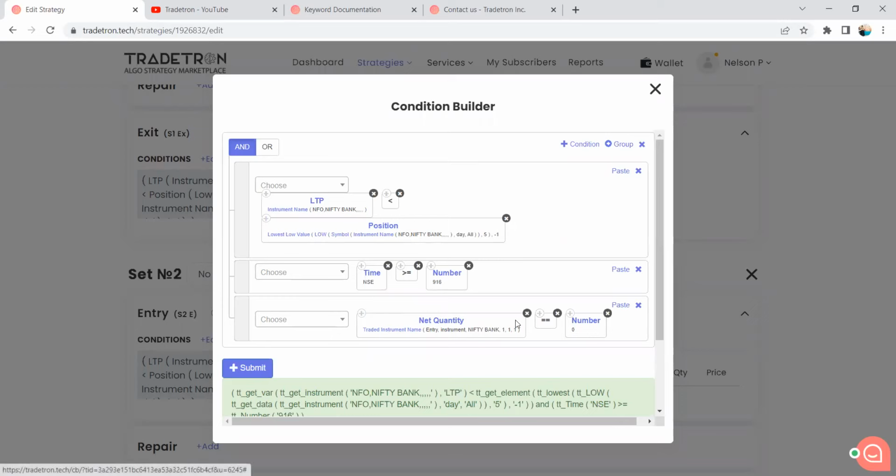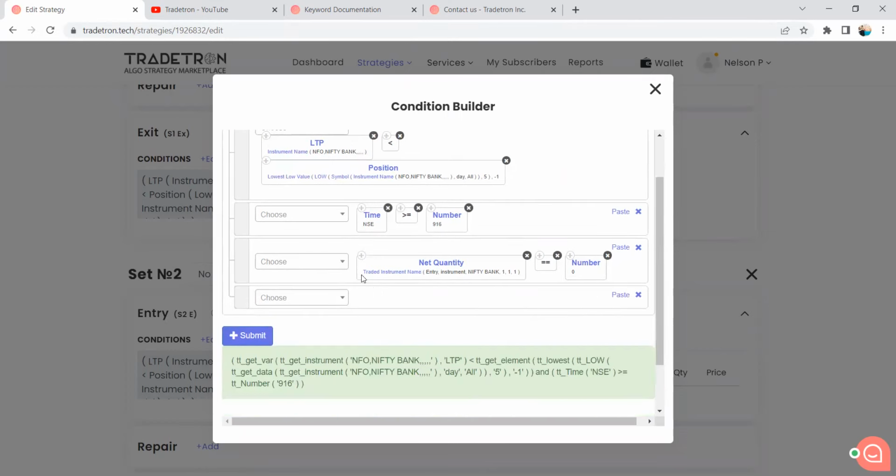So that's the reason why when you put net quantity is equal to 0, it will enter only if the net quantity of this particular position is 0. That is, there is no open position. If there is already an open position, then it will not buy the same instrument again. So that will save us from that error as well.